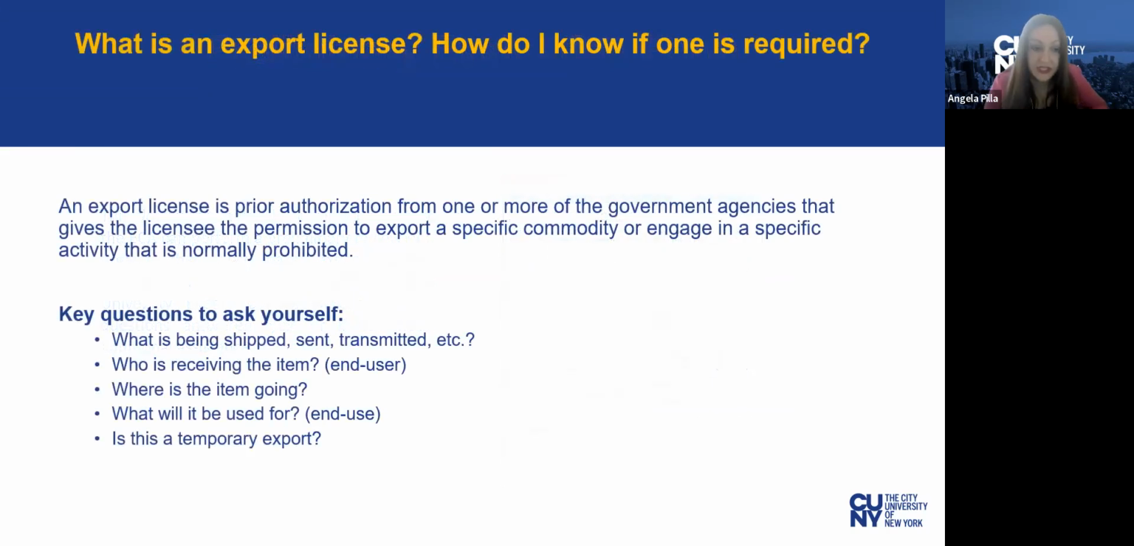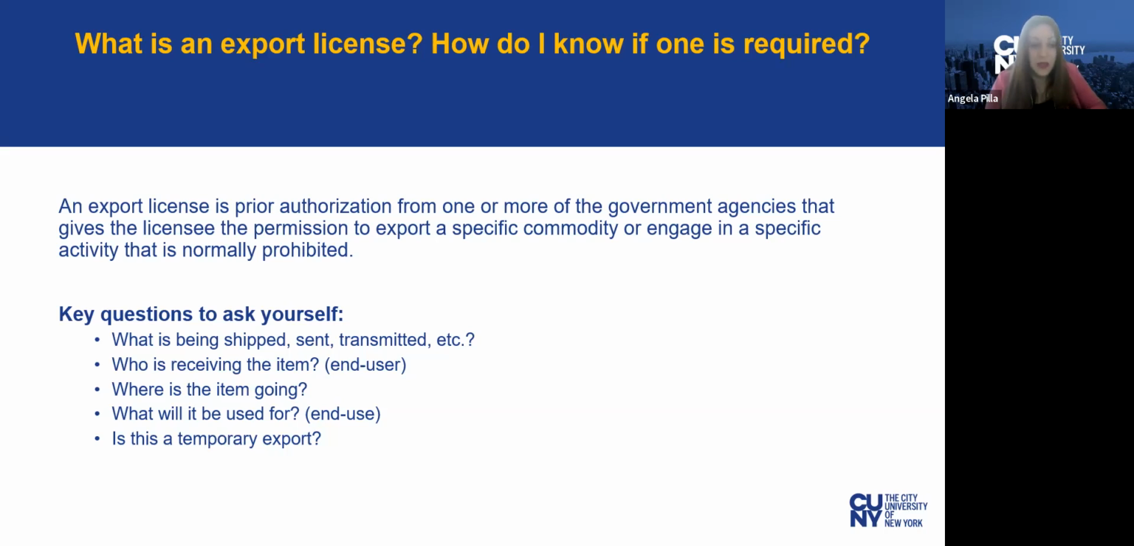So I'd mentioned prior authorization or a license. An export license is giving us the authorization to engage in what would be a prohibited activity prior to engaging in the activity. So always keep in mind when you're planning to engage with foreign nationals or collaborating with researchers overseas or having foreign nationals come here to collaborate, what are you sending out? What is being sent out, regardless of the mode of transportation? Who is receiving the item? What are you sending to this end user? Who is the end user? Is it somebody that might be a prohibited party? And we'll get into that after.